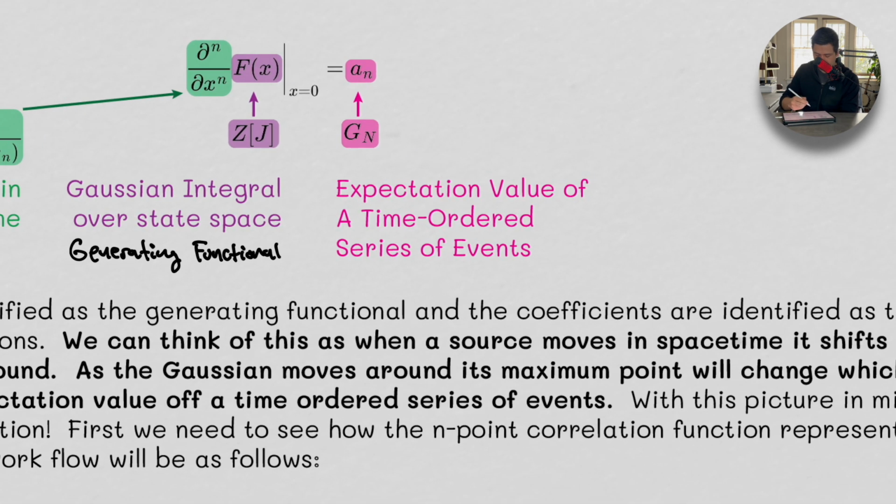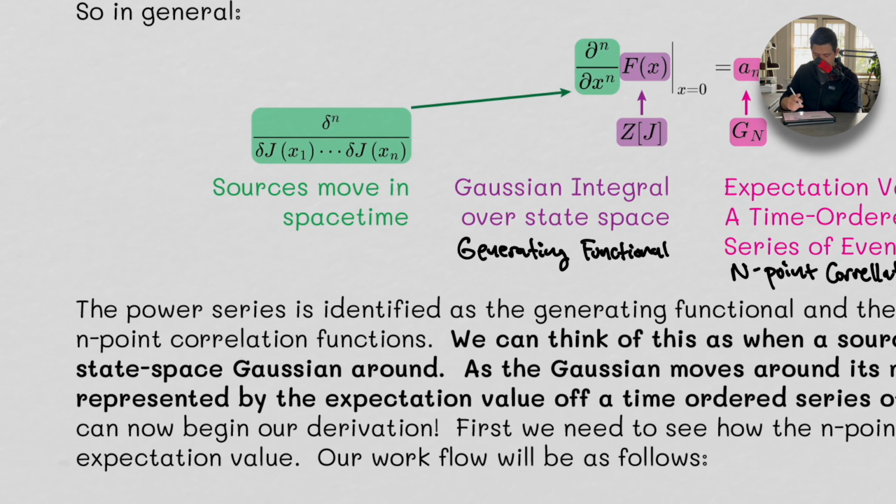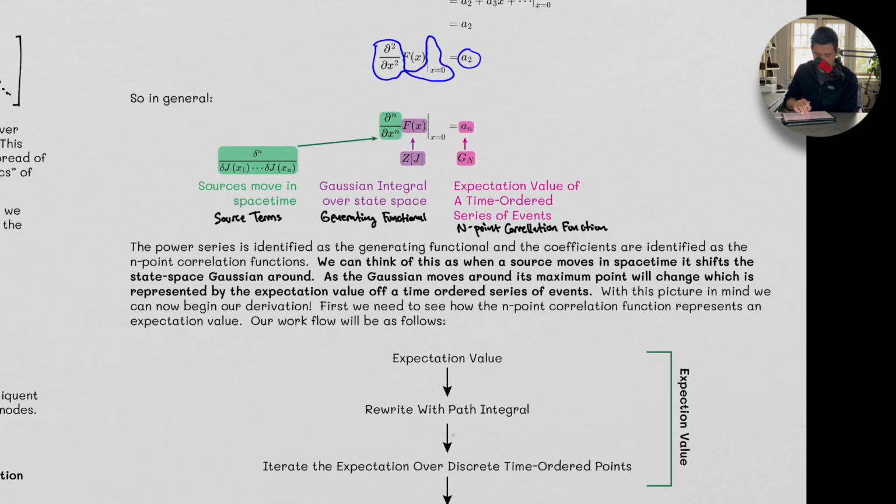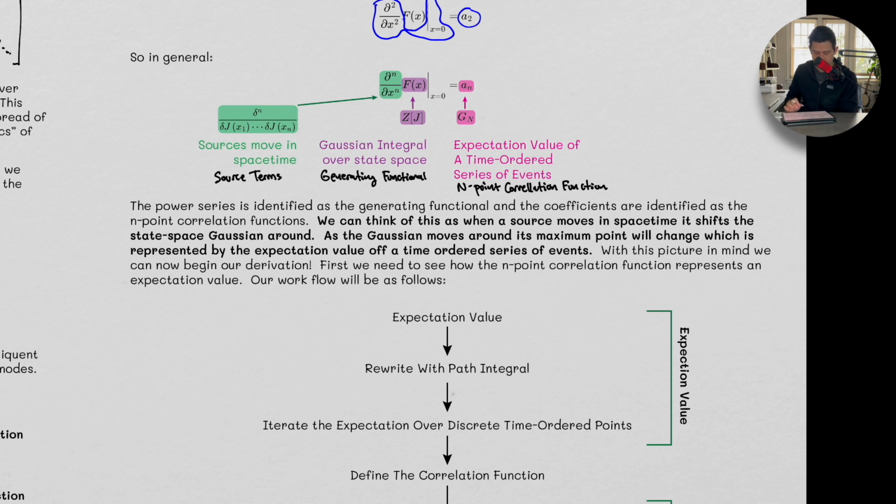This here is our endpoint correlation function. And these are the source terms. All right. The power series identified here is the generating functional, and the coefficients are identified as the endpoint correlation functions.